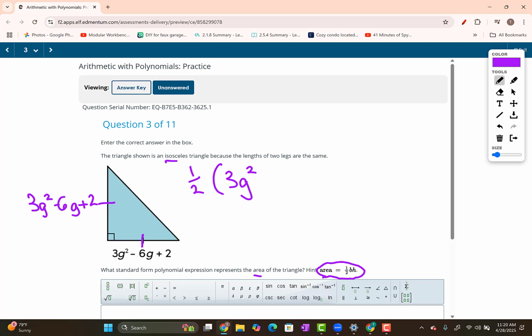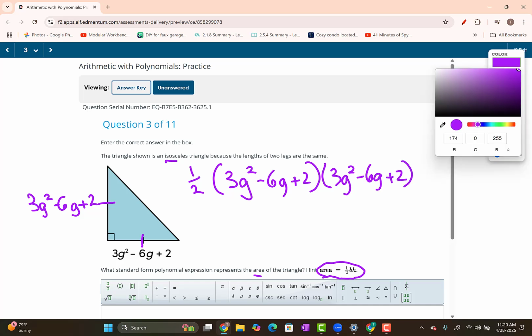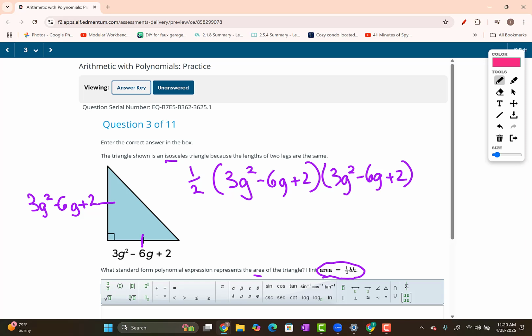So I'm going to write it out. 3g squared minus 6g plus 2. And we're just going to do distributive property a lot in this problem. So 3g squared times 3g squared. I'm going to hold off on that 1/2 because if I distribute the 1/2, I'm going to end up getting decimals because 1/2 of 3 is 1.5. So I'm going to save that 1/2 for the end.